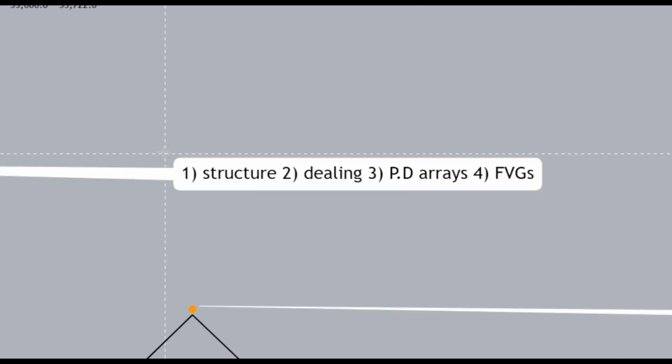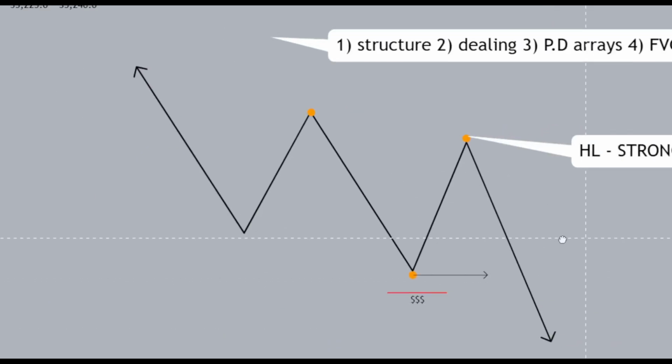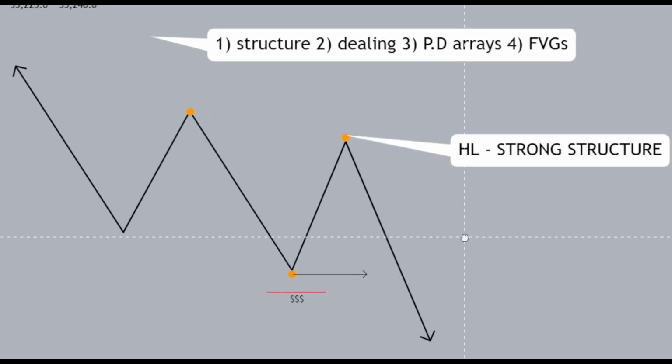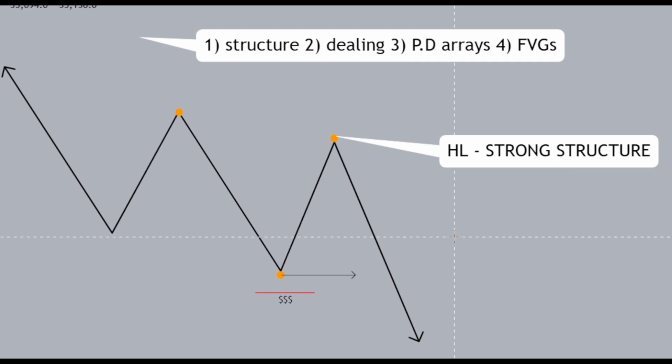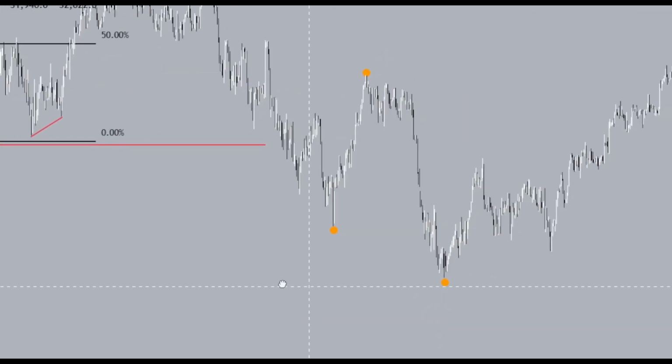the four most important things: structure, dealing range, PD arrays, and fair value gaps. These are by far the most important four things you need to understand in your trading, regardless of how you trade. Understand the market structure, the dealing range, the premium and discount arrays, and the fair value gaps. This is what allows us to identify the next draw on liquidity. So to identify the next draw on liquidity, let's continue this exercise one more time.